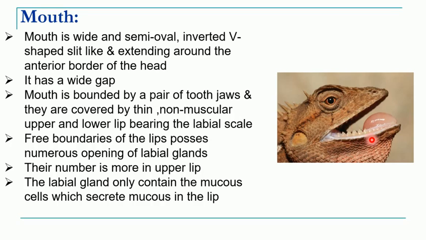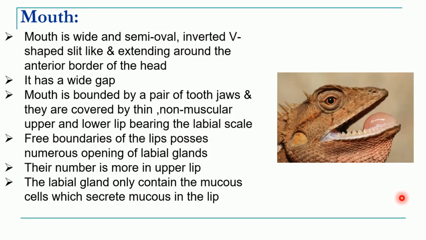Now these jaws are covered by thin non-muscular upper and lower lips. Here is the upper lip, here is the lower lip, and both these lips bear what are called labial scales. So there are these scales on the upper as well as lower lips. You can see these minute scales are present.